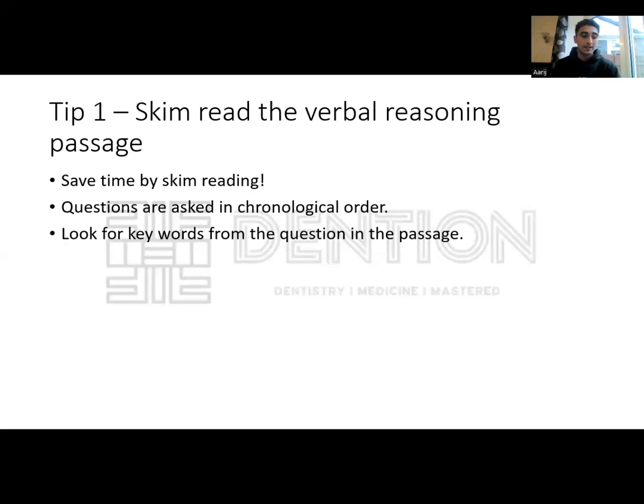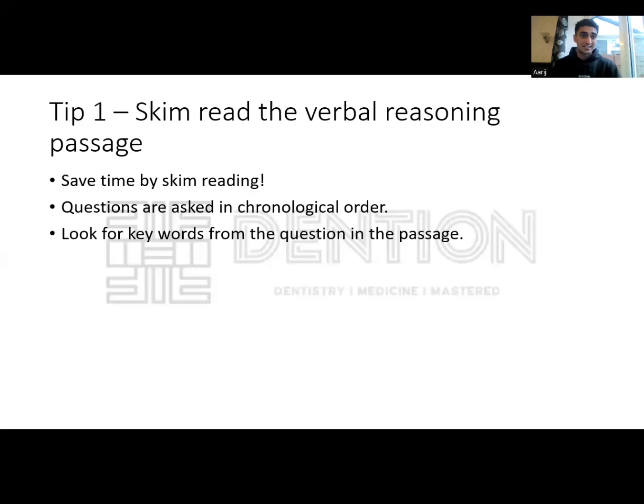So what I mean by that is, say you have a passage, the first question's answer may be in the first couple of lines or the first paragraph. Then the second question from that passage may be in the middle of the passage. And then the last one or two questions may be near the end of the passage or in the last couple of lines.